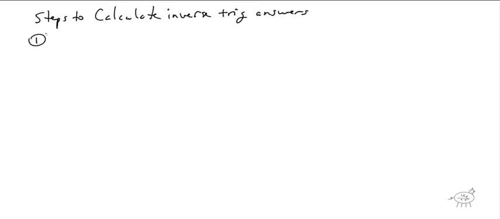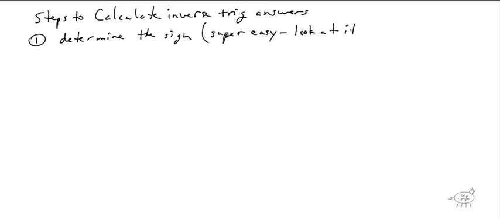Okay, the first step is you're going to determine the sign. Okay, and this is, I'm going to even write here, this is super easy. And the reason I say it's super easy is you just look at it. Look at it, okay? The sign. So, well, I'll do an example here in a second, okay? But you just look at the sign and say, gee, is it positive or negative? Okay? The second step is to determine theta prime. Determine your reference angle.